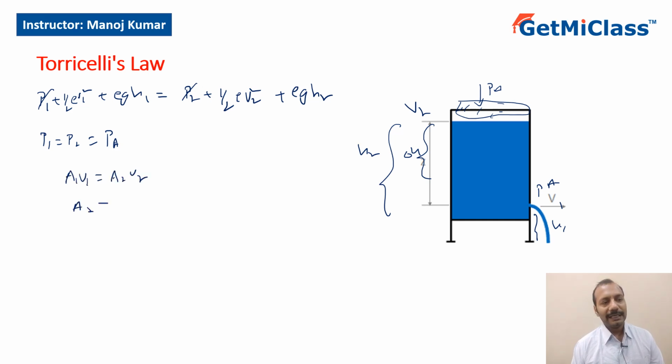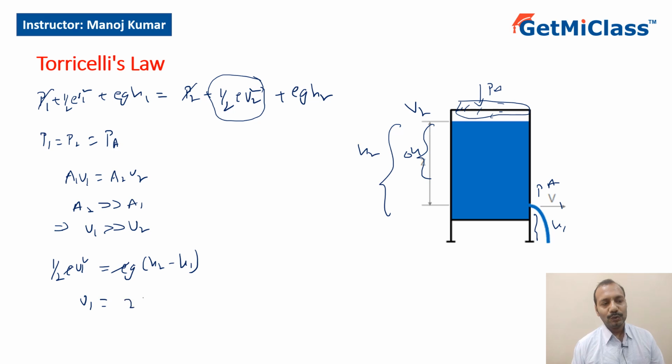Now here we see that A2 is very much greater than A1. That would imply V1 is very much greater than V2, or V2 is very much less than V1. So I can neglect this component, half rho V2 square. So what will that give me? That will give me half rho V1 square equal to rho G into H2 minus H1. So I'll cancel rho, I'll get V1 equal to root 2G into H2 minus H1. Now this is equivalent to the expression of a freely falling body. So this is what is called Torricelli's law.